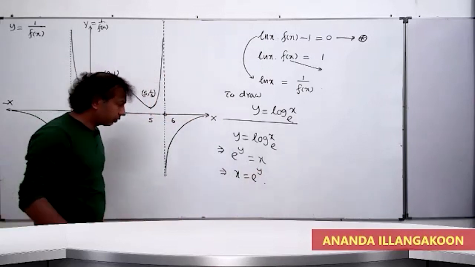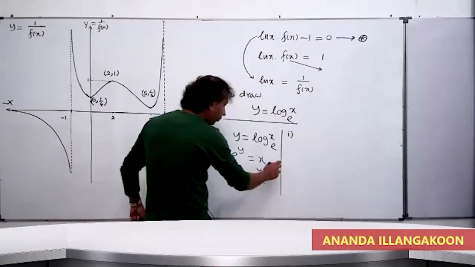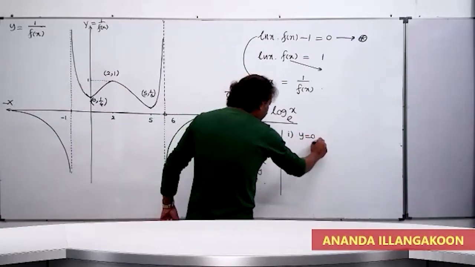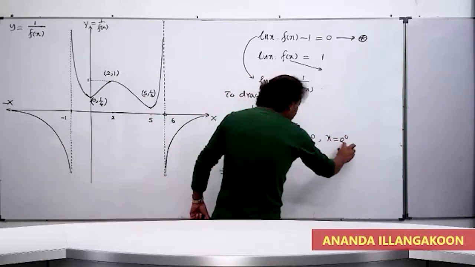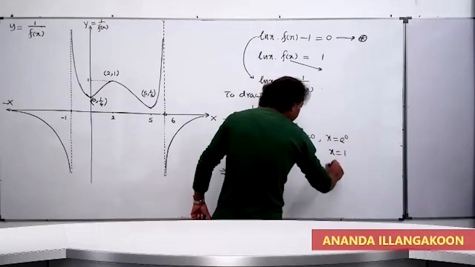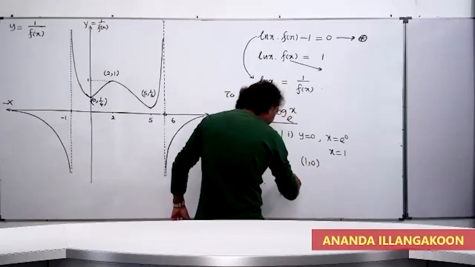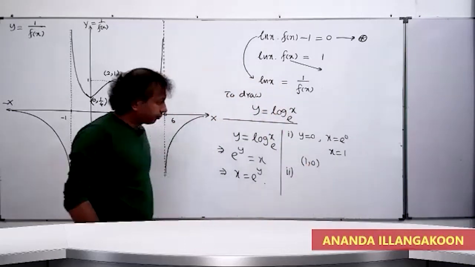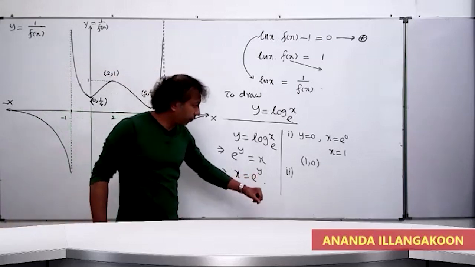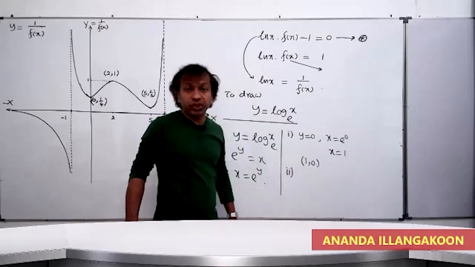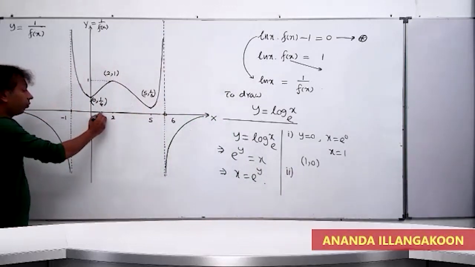Now you can write first one, what, people? Number 1, put y equals 0. y equals 0 brings e to the power 0, which is 1. x equals 1. So therefore, the graph passes through (1, 0). When you put y equals 0, e to the power 0 is 1, x is 1. The graph passes through (1, 0). 1 is here. The graph passes through this point.